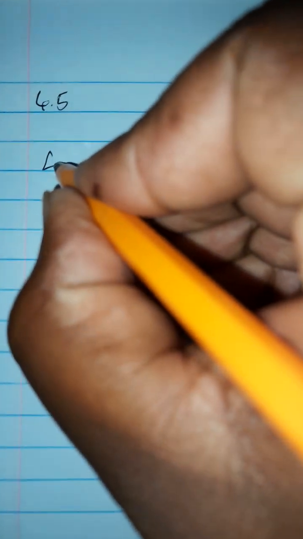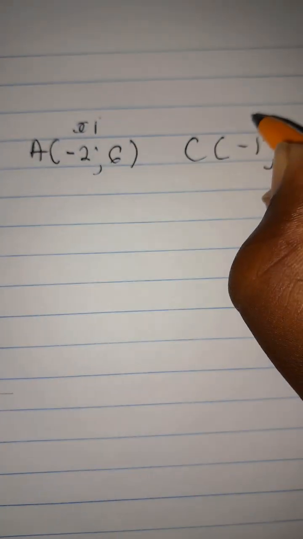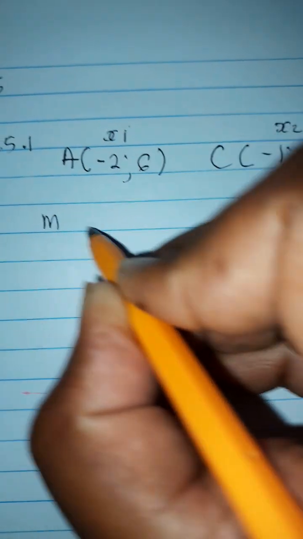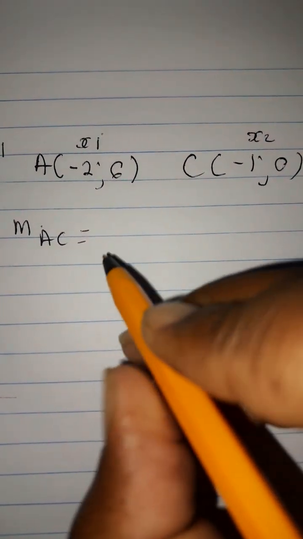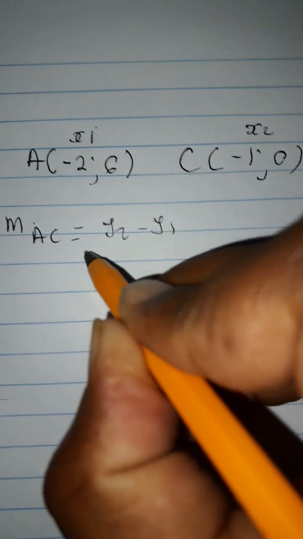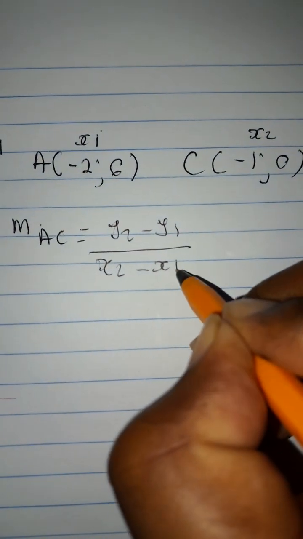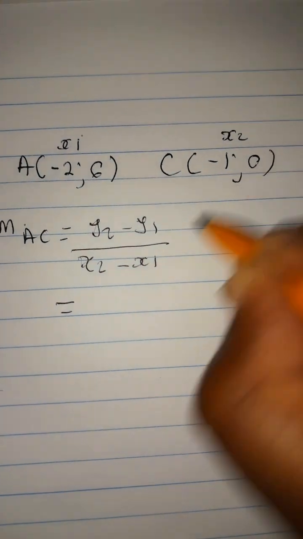As for 4.5.1, remember that we are looking for the gradient of the straight line through AC. We're given A as (-2, 6), and we're given that C is (-1, 0). We did calculate that. You name this x1, you name this x2. So the gradient of AC, remember, is changing y all over changing x, so that will be y2 minus y1 divided by x2 minus x1. Remember your y2 is 0 here.